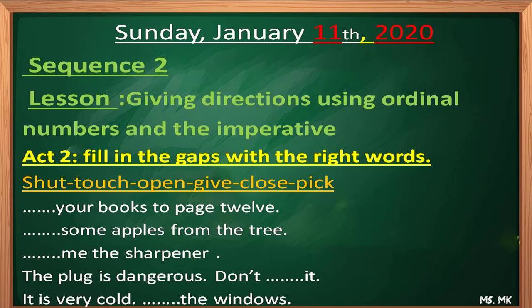The second activity is meaning-based. It means your pupils are going to understand in order to do this activity. I have given them 6 words, and I have asked them to fill in the gaps with the right words. I gave them only 5 sentences, so they're going to omit 1 word.